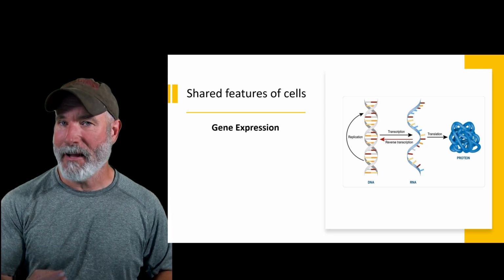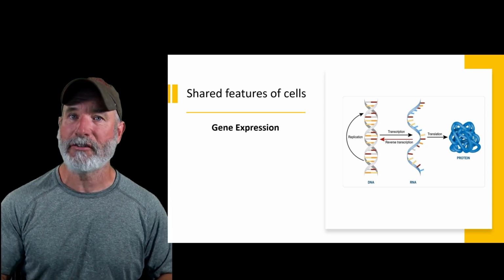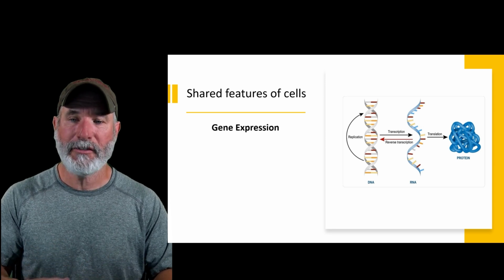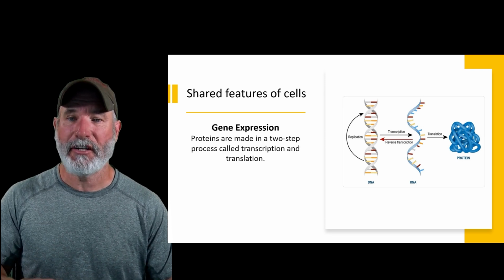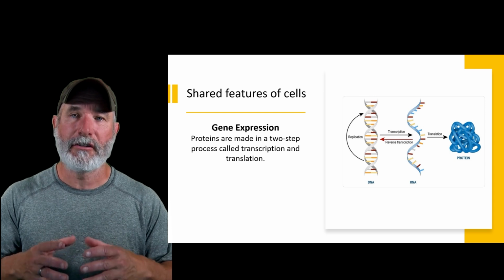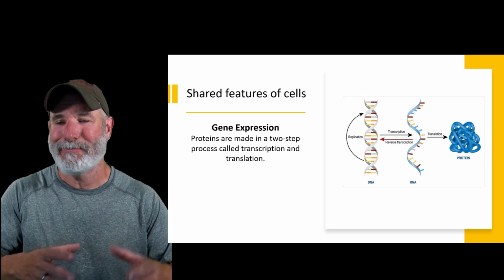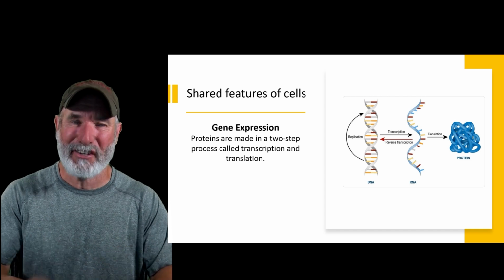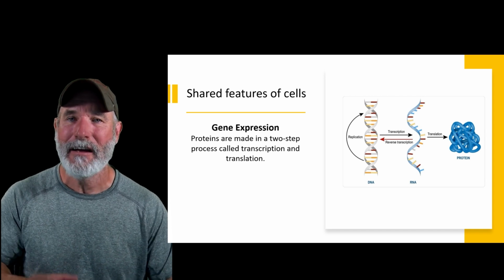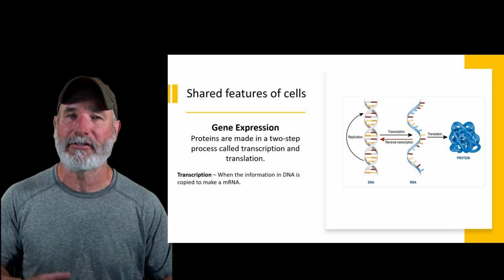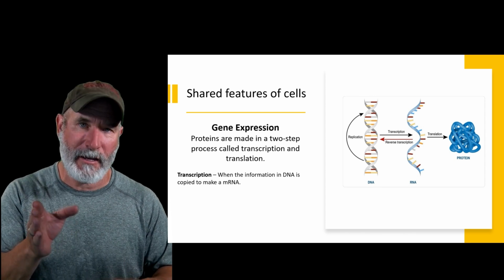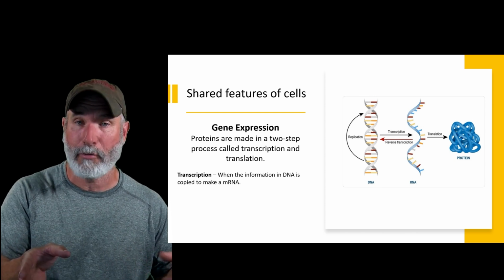If our DNA is storing information to make proteins, the way that you make proteins is through a process called gene expression, which includes a two-step, well, okay, two-step, but there's actually more than two steps, and especially in eukaryotic cells, this gets more complicated. But basically it's transcription and translation. Transcription is where you copy the information to make a protein.